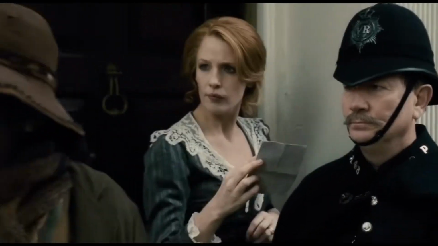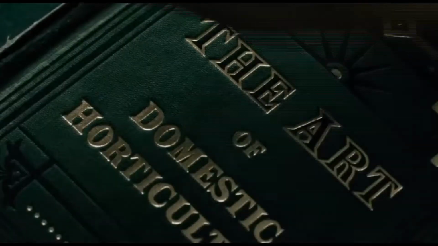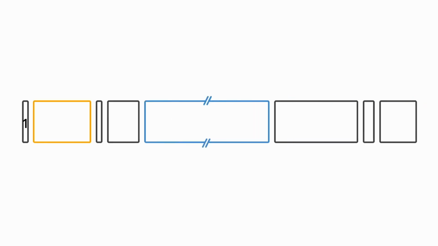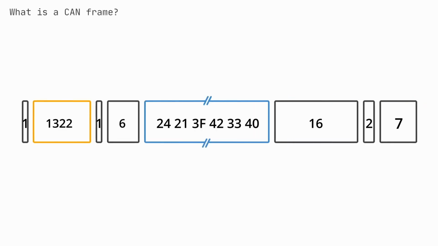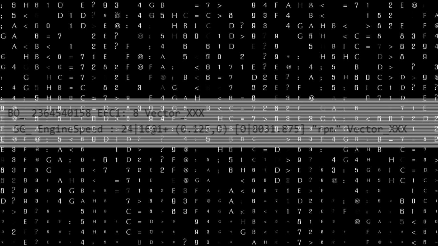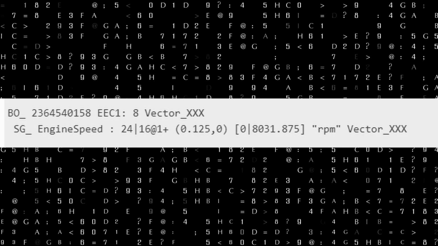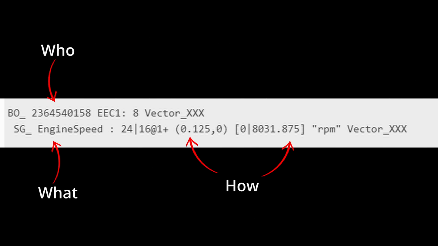The best way I can describe this process is like one of those scenes in a movie. A character is trying to hide or encrypt some information from prying eyes and uses a book as a key to decode the message. This is pretty much what a CAN frame is. An encrypted message we as humans can't read, but when we decode it into a DBC format, it is easier for us to read and understand who, what, and how something is happening.